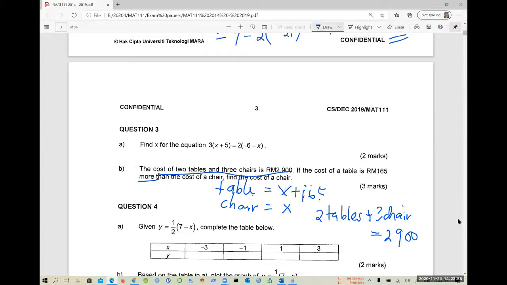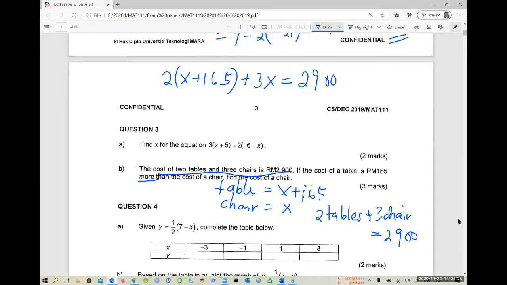Okay, so you have 2 tables and 3 chairs. So right now, 2 tables can be written as 2 times (X plus 165), and then plus you have 3 chairs. So that means 3 times X, and this is equivalent to 2,900. So this is the relationship that you get from the information.